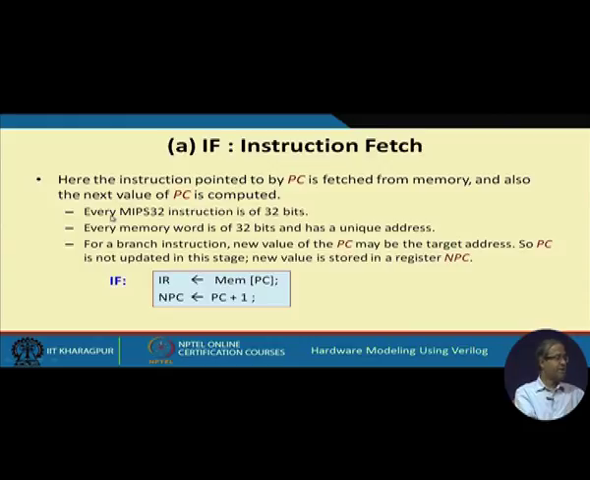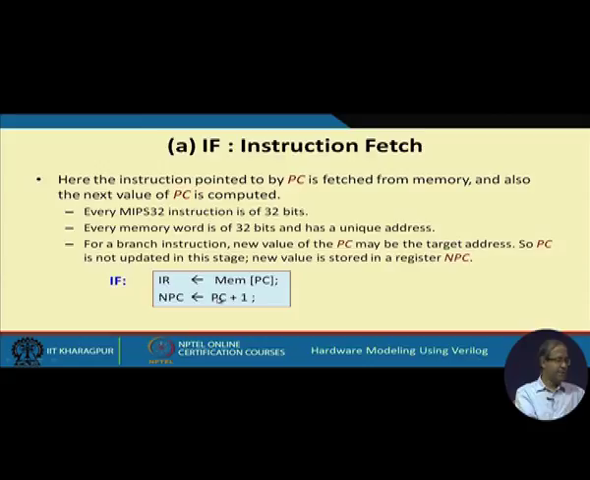We are assuming, as I mentioned earlier, that every instruction is 32 bits long. Also every memory word is 32 bits and has a unique address, so after an instruction has been fetched, you will have to increase PC by 1 to point it to the next instruction. So for the instruction fetch, you do IR = Mem[PC]. This is memory access, just like accessing an array. You are accessing memory whose address is in PC and storing it into a register called IR. This IR stands for instruction register, okay?